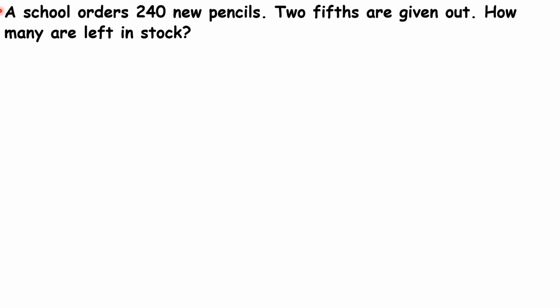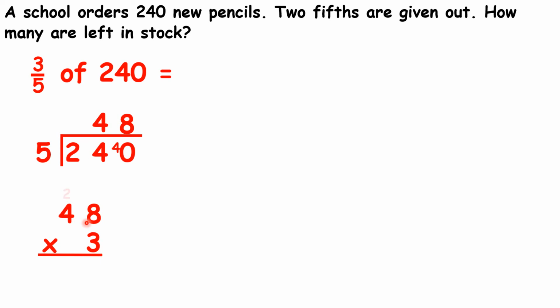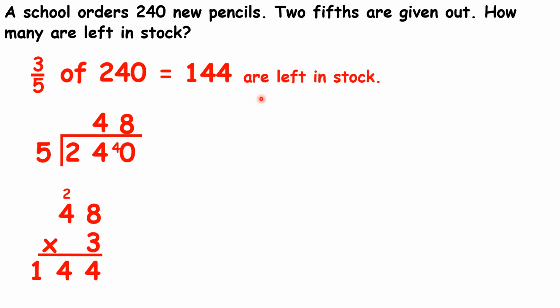A school orders 240 new pencils. 2/5 are given out. How many are left in stock? If 2/5 are given out, that means 3/5 are left in stock. 240 divided by 5 is 48, and then 48 times 3 is 144, so 144 pencils are left in stock.